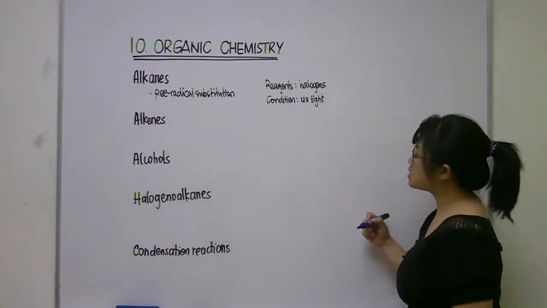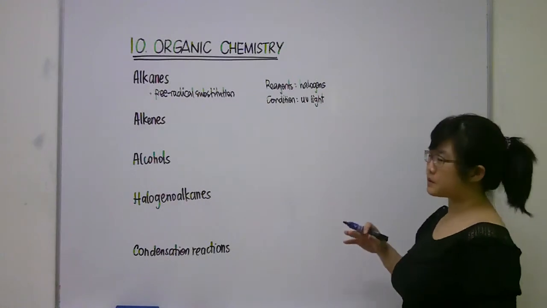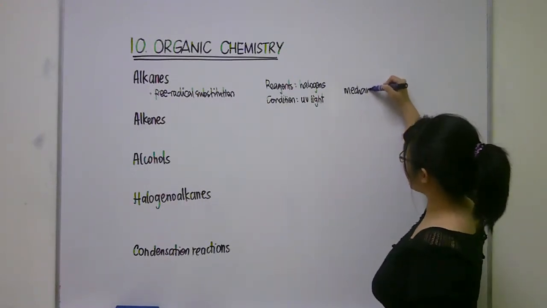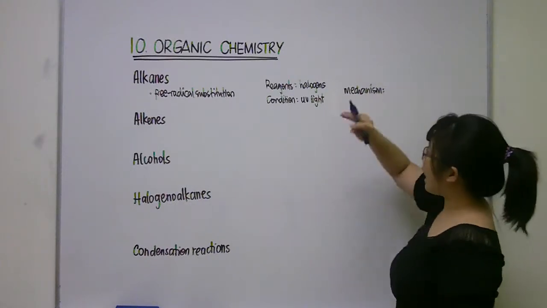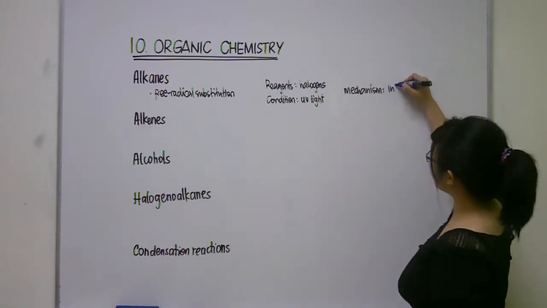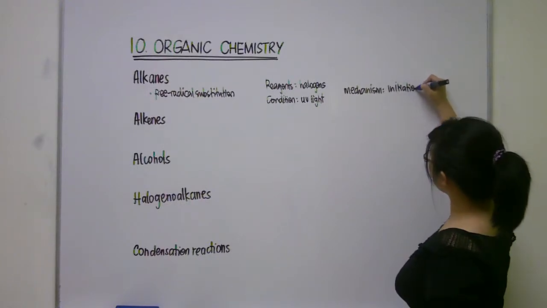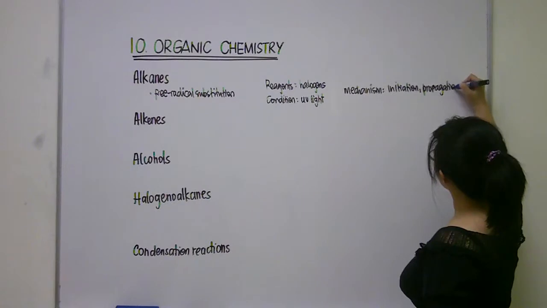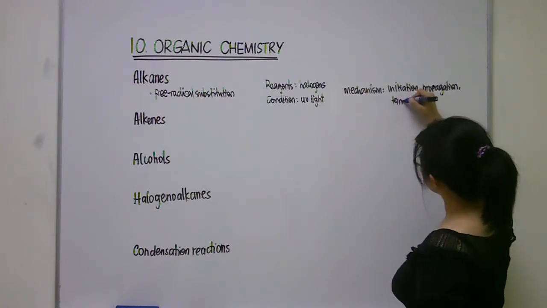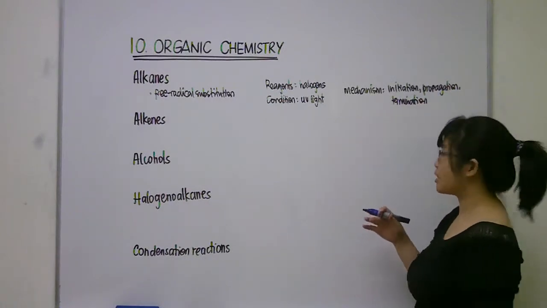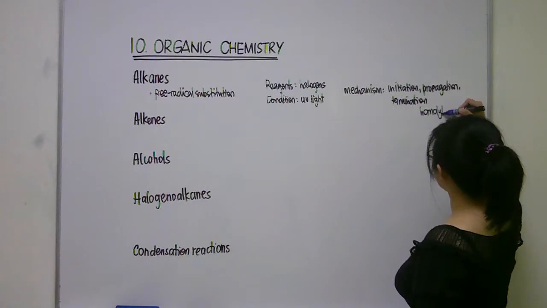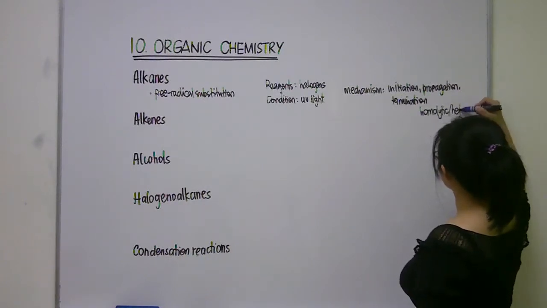And for free radical substitution, you need to teach your students about the mechanism, how it happens. So you know that there will be initiation, propagation, and termination. And you should mention also about homolytic fission and heterolytic fission.